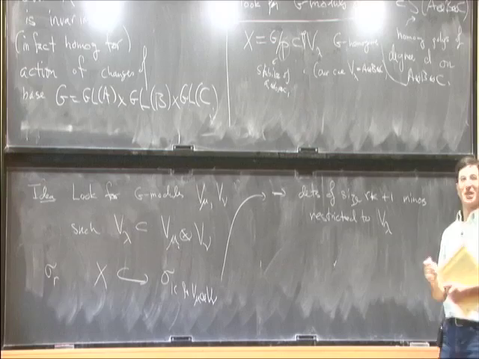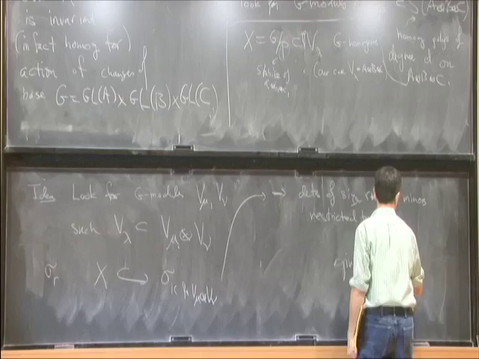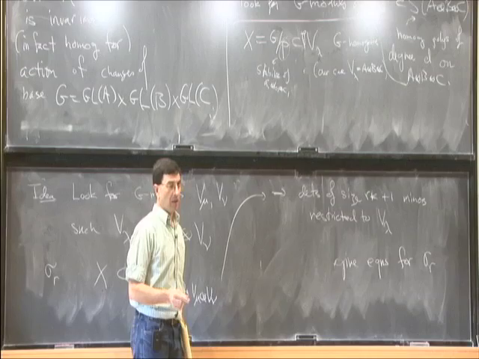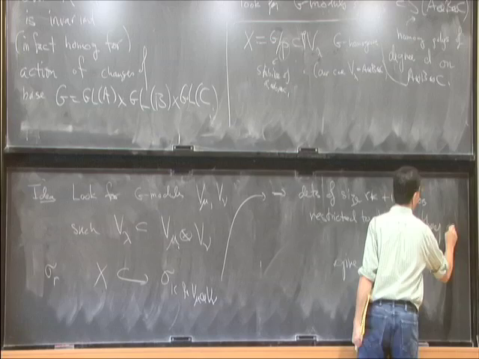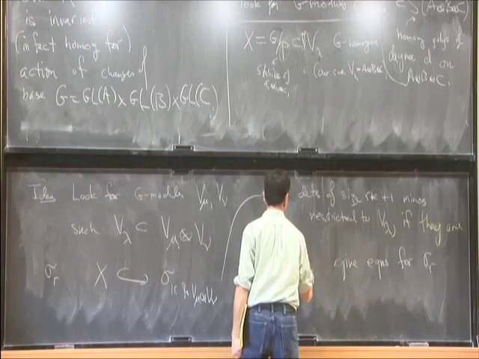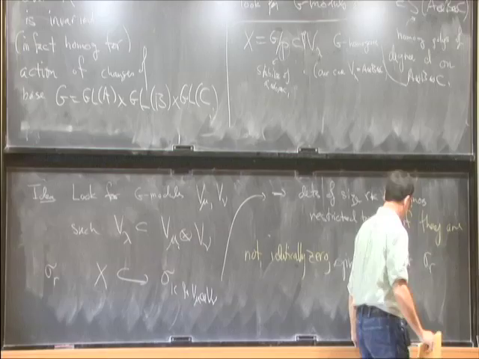So the determinants of size RK plus 1 minors restricted to V lambda give equations for sigma R. Right. Exactly. And that is why I left this space. If they are not identically zero, right? And this yellow bit turns out to be the hardest part, at least for the case I want to talk about today.